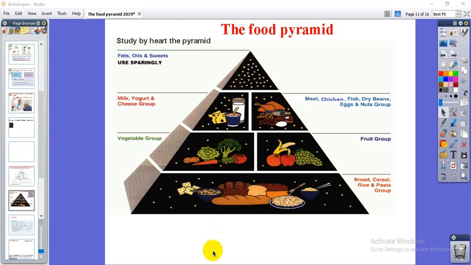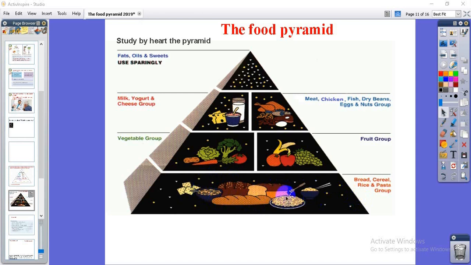Do you remember we were talking about the food pyramid the last time? Can you remind me why it is organized in this way? Why does it have the shape of a pyramid? It is narrow at the top and wide at the bottom? Excellent, because it depends on the quantity of food that we need.